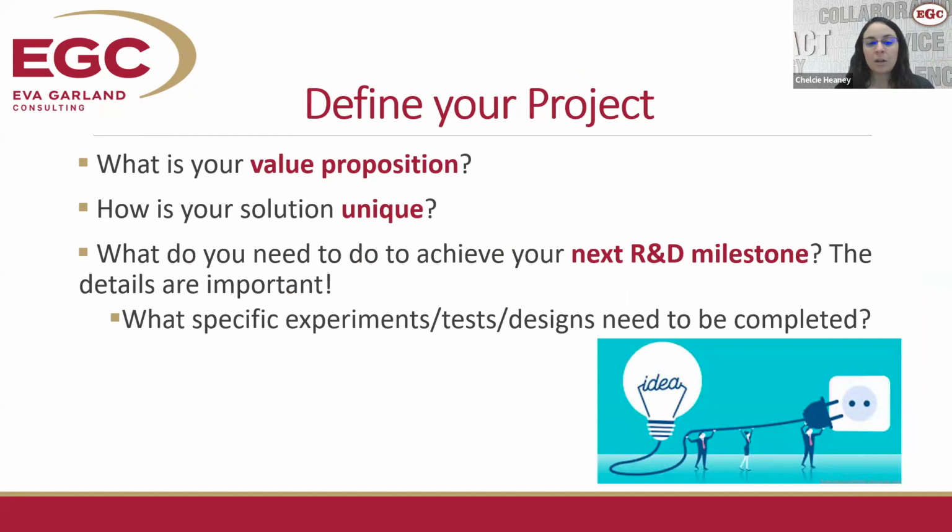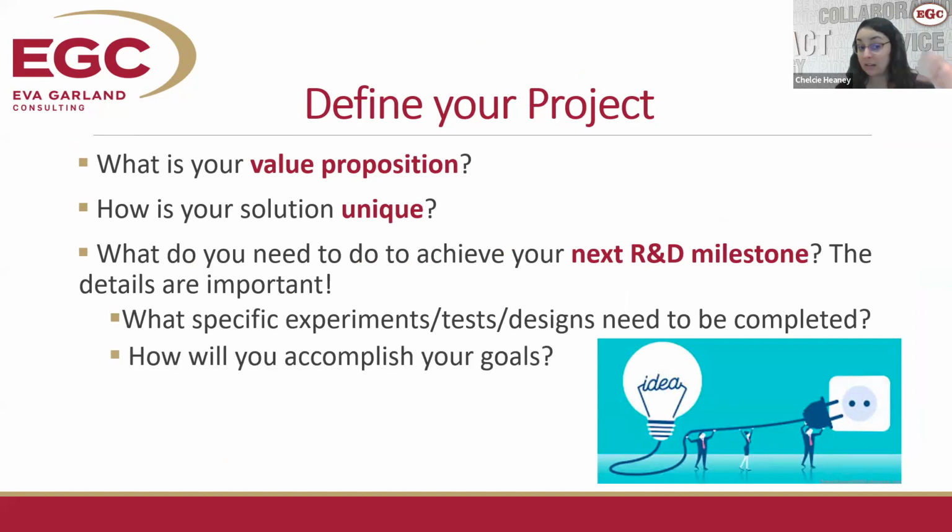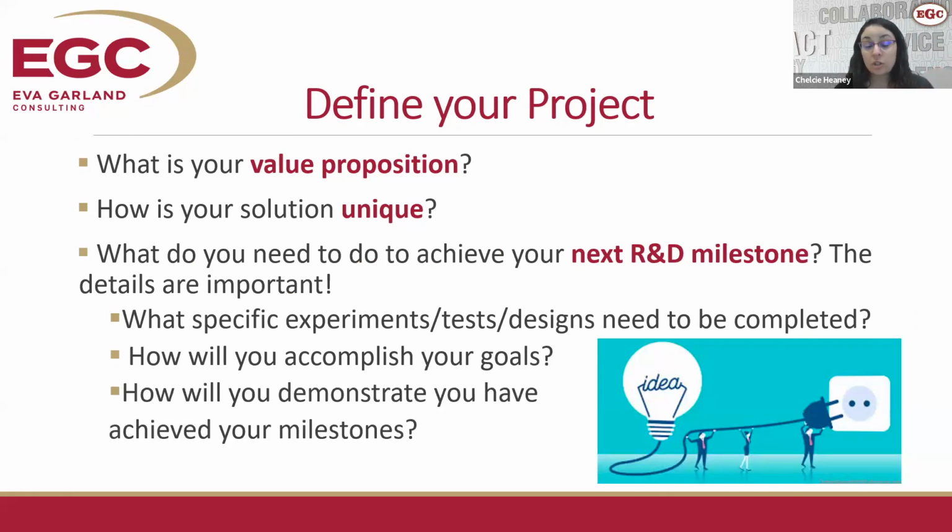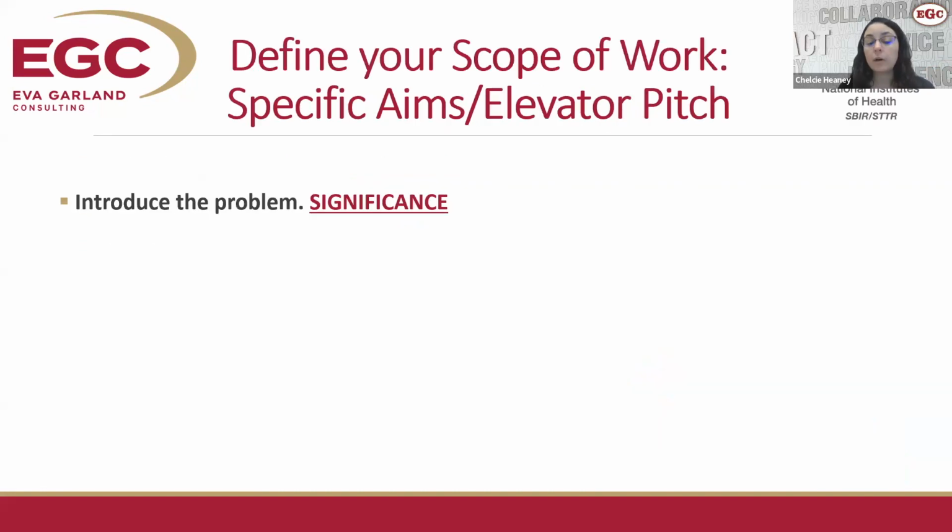What specific experiments, tests, or designs need to be completed? How are you going to then complete those experiments? How are you going to demonstrate you've achieved your milestone? What are your metrics for success? And then again, also, who is performing the work? So for NIH, these are typically outlined in your specific aims.